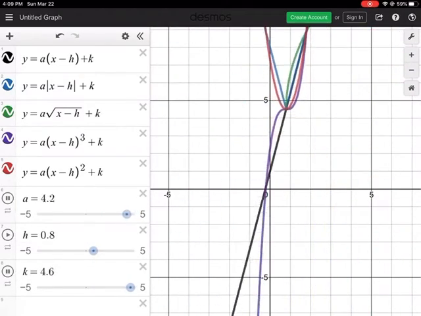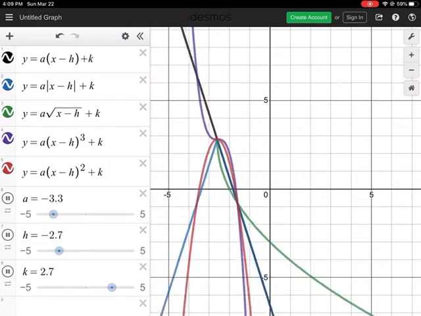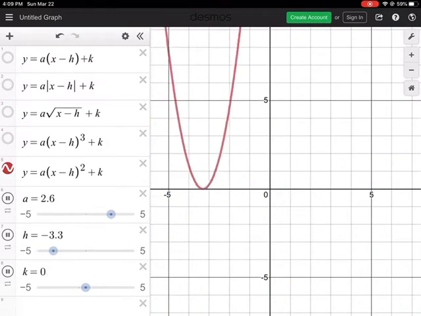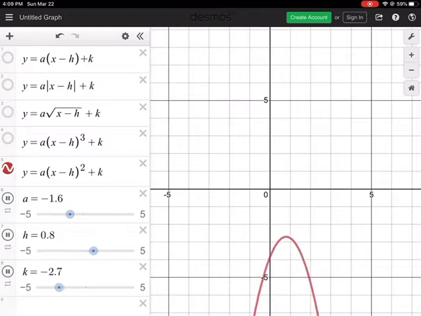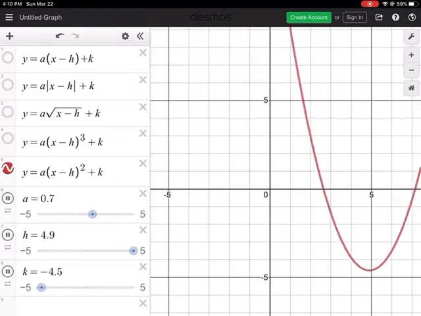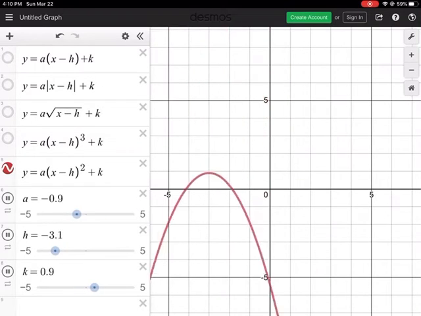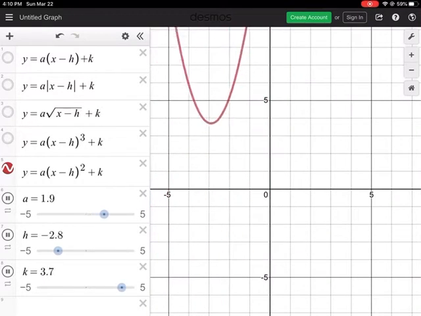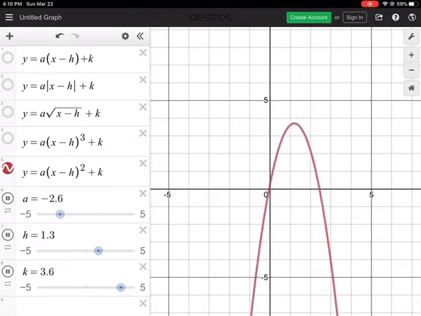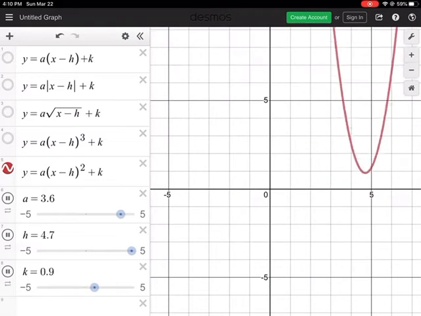Now, let's look at them one at a time. So let's start with the parabola. So here's our parabola. So it's the x squared graph. We're going to try to figure out how to make our parabola go up and down, left and right, make it narrower and wider, and flip upside down.